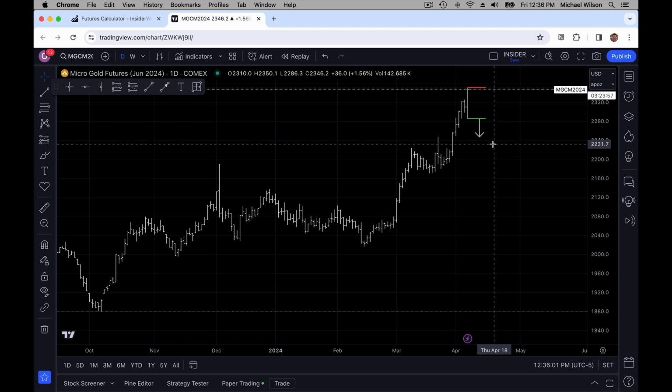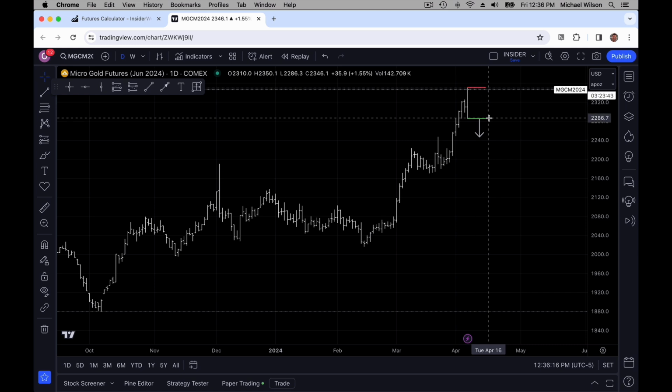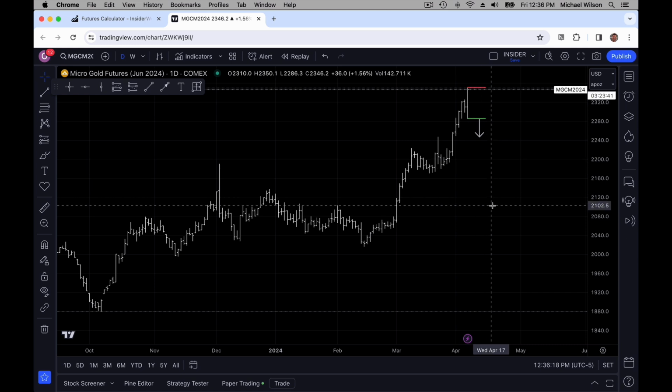Now, before I put that order in, I definitely recommend you do a bracket order, and that means that you're going to put both a stop loss, how far do you want the market to rise before you actually get out of that contract, and also how far does the market go down before you take profits. So let's go ahead and start with this example.